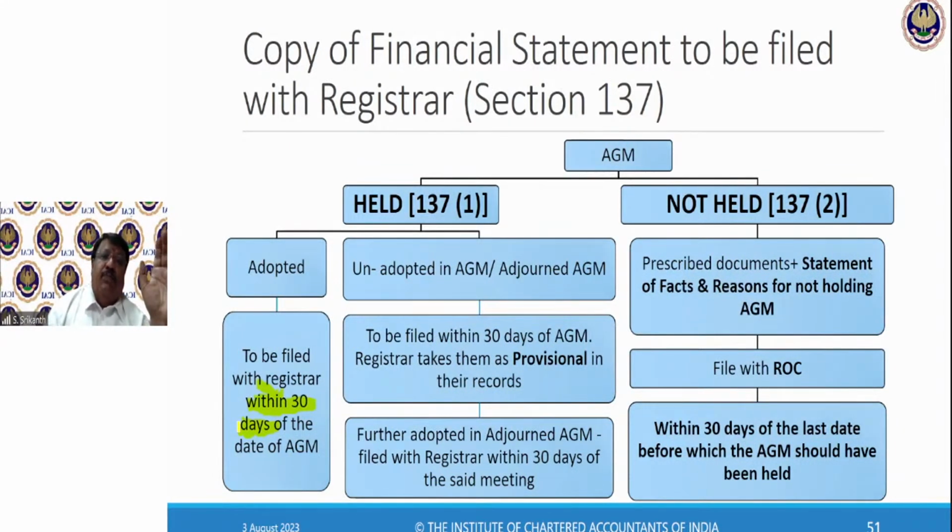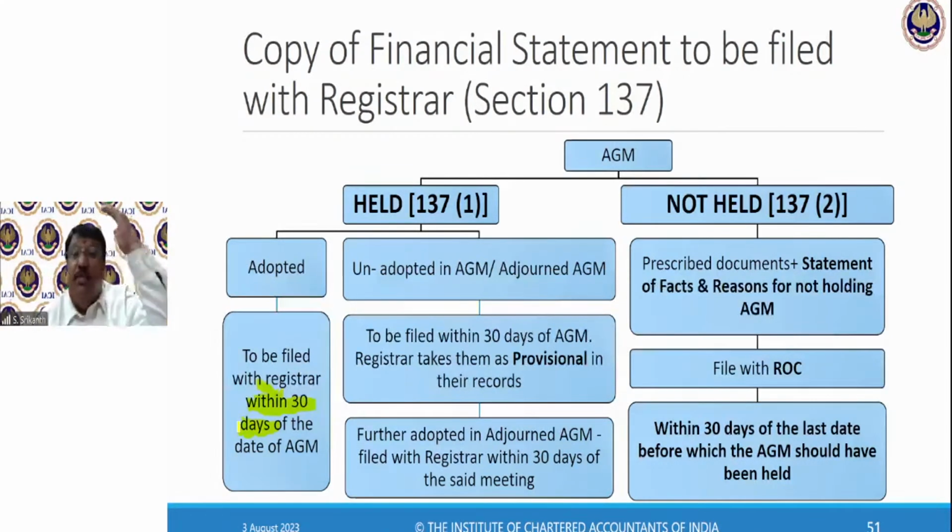Anyway, in case it is not adopted either at the AGM or at the adjourned AGM, then you should file it within 30 days of the AGM, the original AGM, and the registrar takes it in as provisional. Suppose it is later adopted in the adjourned AGM, then you should file it within 30 days of that meeting. So that's all. If it's an adjourned meeting, you get it. This way you can do it. So legally there is a provision for this.